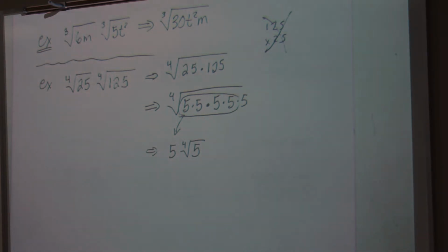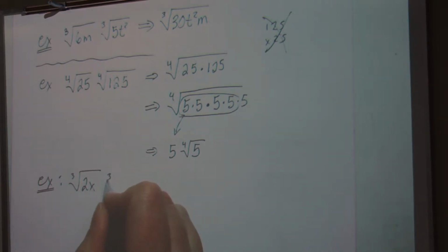Now, how did I know that I was going to have one left over? How many 5s did I have underneath? 5 5s, so that's 5 to the 5th. So I knew I wasn't done because that inside power would be larger than the index. Everybody cool with that problem? All right. Let's try another one. What if I gave you the cube root of 2x times the cube root of 4x squared?